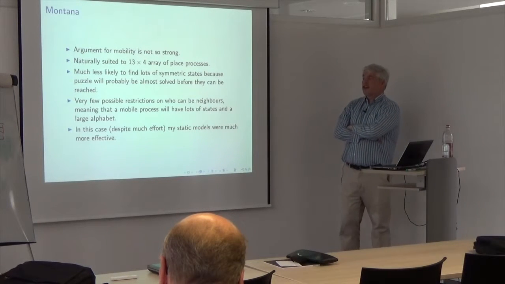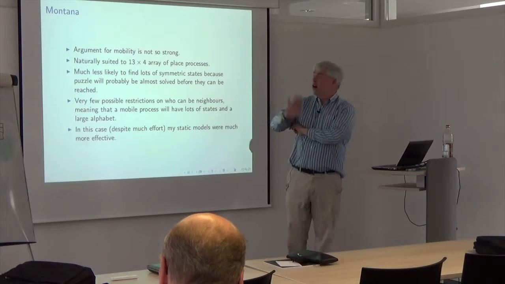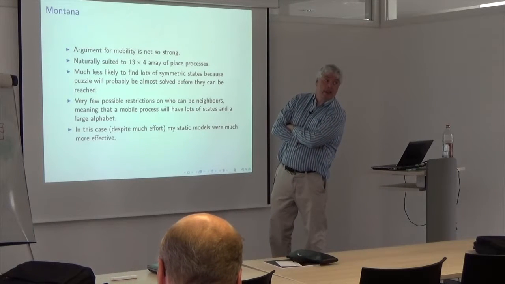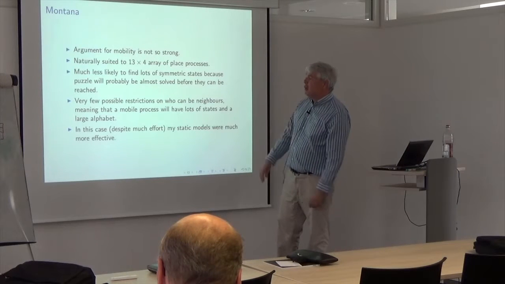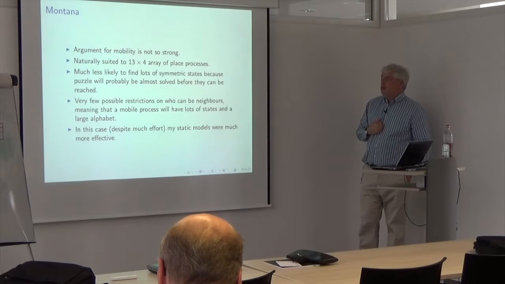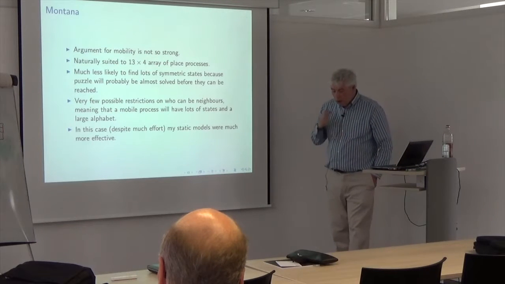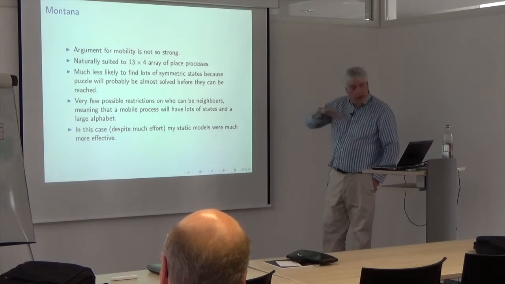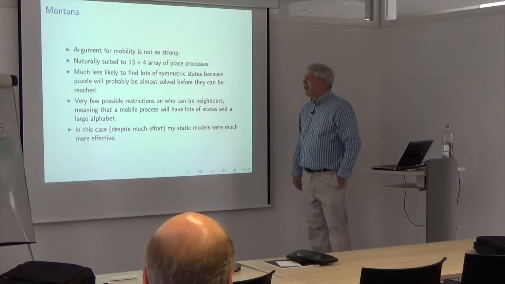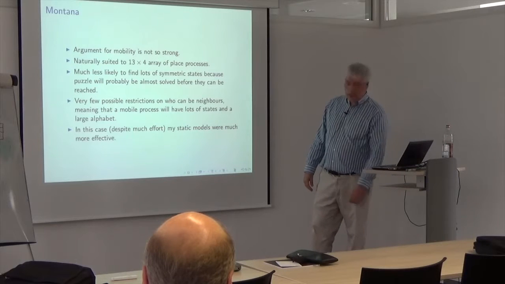Furthermore, there are very few restrictions on who can be neighbours. In the linked lists in the games we've seen so far, the neighbours are actually highly restricted if you think how the game evolves, but there's practically no restriction here. And that seems to mean that the mobile processors will have lots of states and a large alphabet. In this particular case, despite my very considerable efforts, and if you see the number of files called Montana mobile n, where n is an integer, sometimes a large integer, it would indicate I've done a lot of work on this. I never did find a mobile model that worked remotely as well as my static model, much to my chagrin.